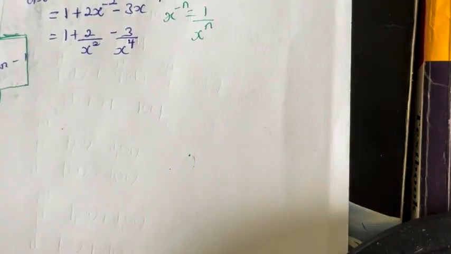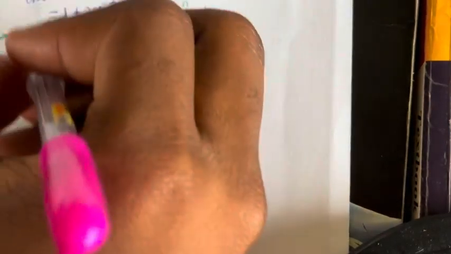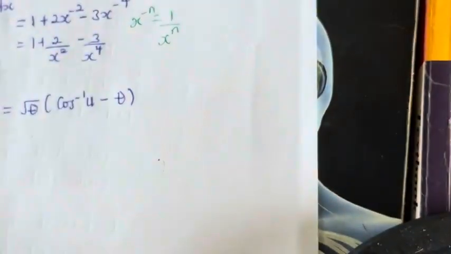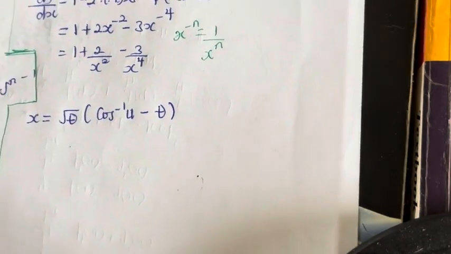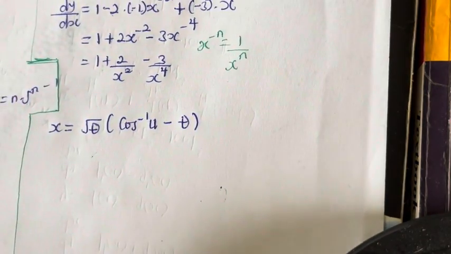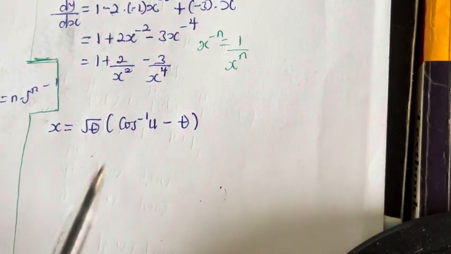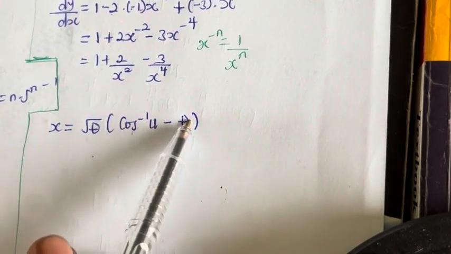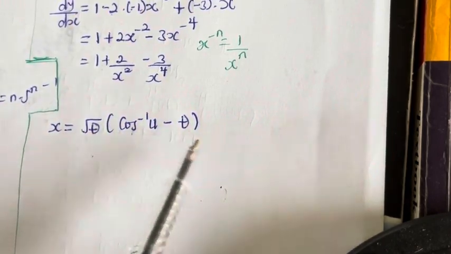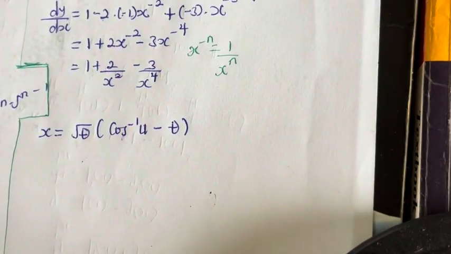Stay with me. Let's take another example. If x is equal to root theta times (cos inverse of u minus theta), find dx by d theta, where u is not a function of x. They have told us that u is not a function of x, right? That means this cos inverse of u is actually a constant. But due to this minus theta that is inside, we actually have to use root theta to open the brackets. Are you with me? Stay with me.